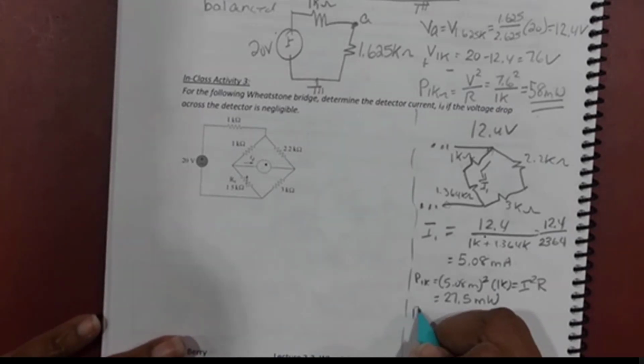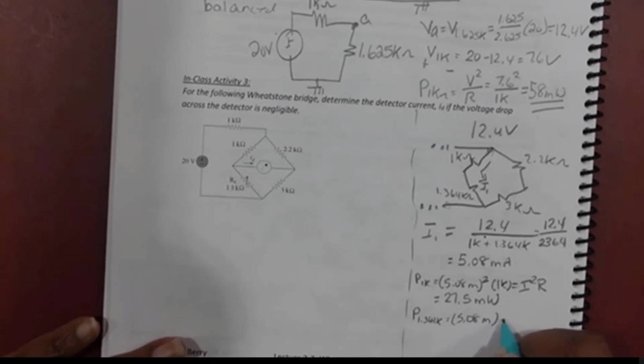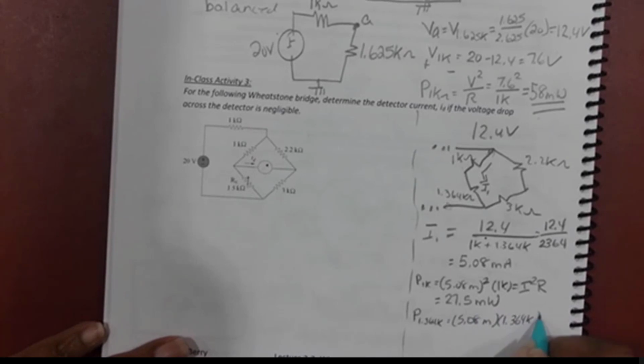So the power for the 1.364K would be 5.08 milli, squared, times 1.364K. I got that one, it has the same current. So that one is, I think, 37.5 milliwatts. So far, none of our resistors are in spec. So you just got to use higher rated resistors for this circuit. 37.5 milliwatts. Questions?